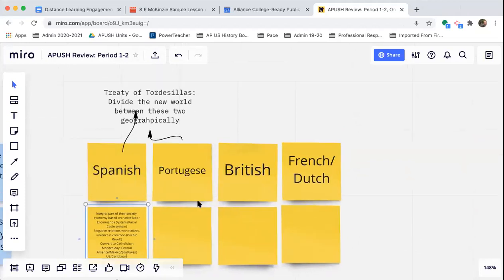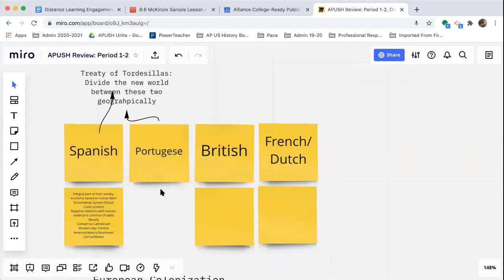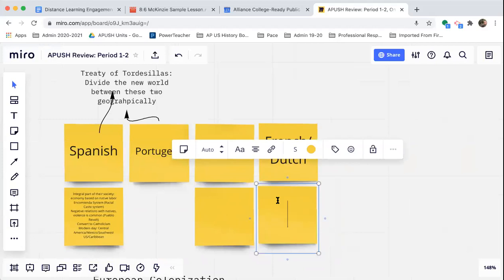Cool. We don't need much about the Portuguese, because of the Treaty of Tordesillas, their impact is all in South America, and thus they're important to know. But they don't play a role in the development of what becomes North American society and culture, which becomes the United States. So we don't need to worry about them. Let's go over to the French and Dutch. What can I add into the French and Dutch? What are they all about?